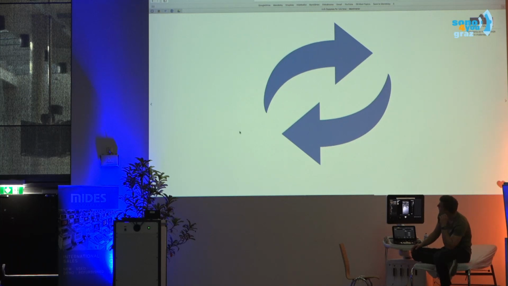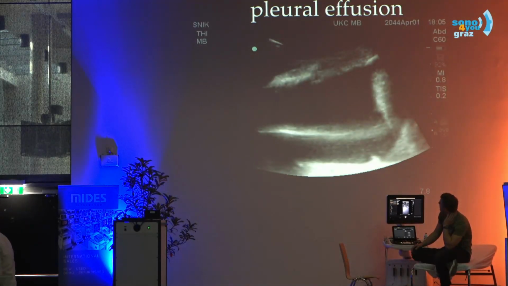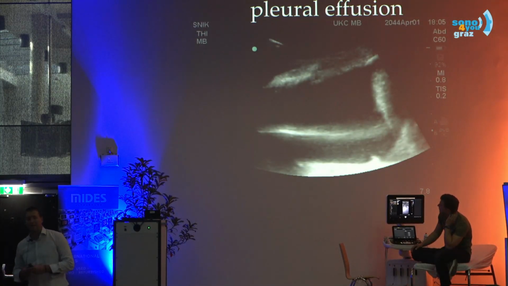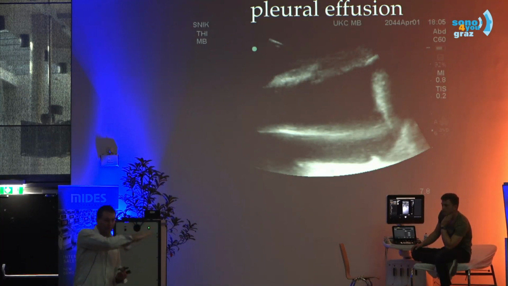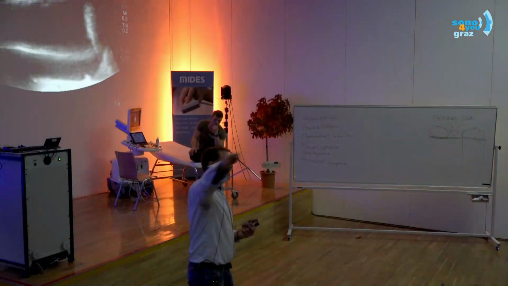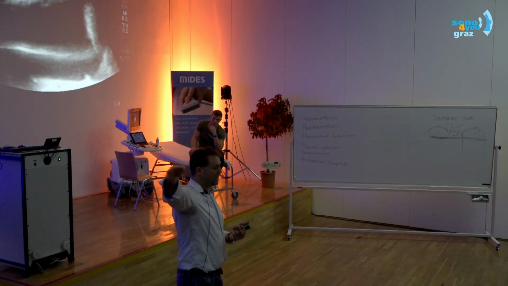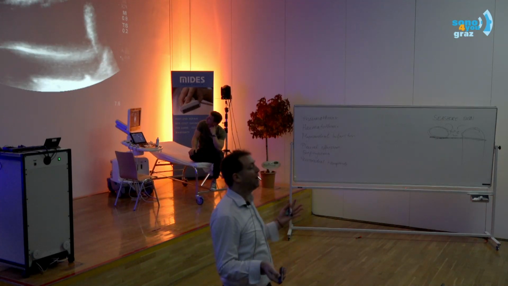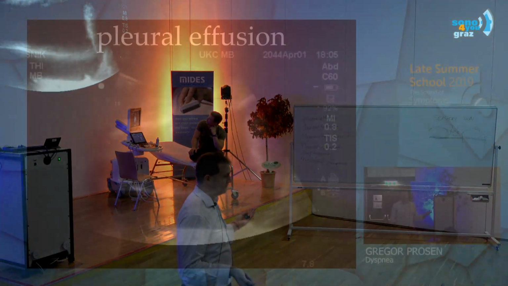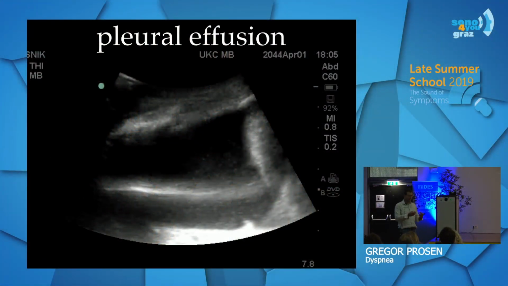Next pattern. We have a few more minutes. Okay. So you saw A lines, horizontal lines, and we saw pleural sliding. What would be this pattern? I think it's clear it's pleural effusion, right? Do we know how to interpret this image?